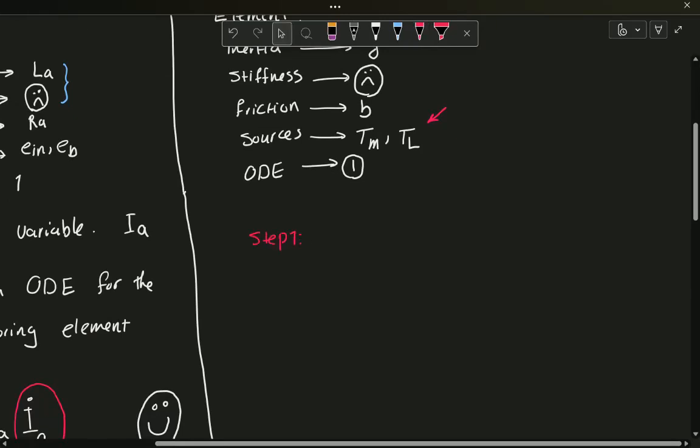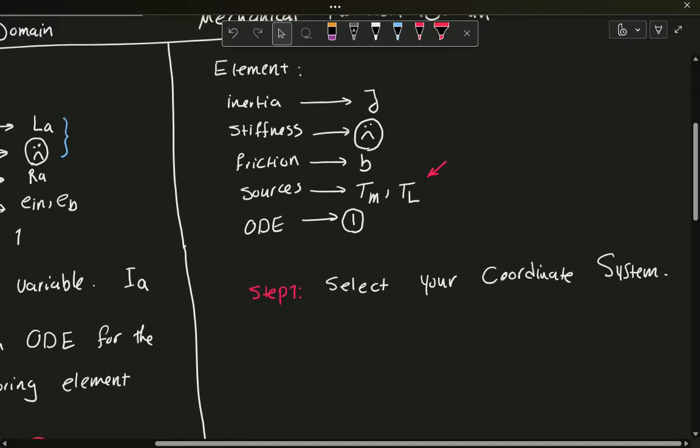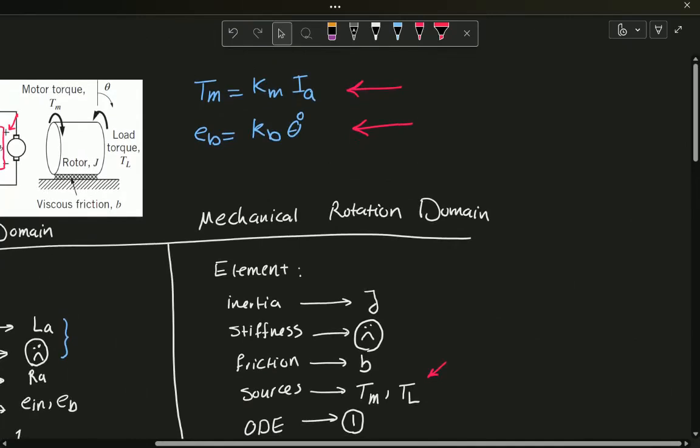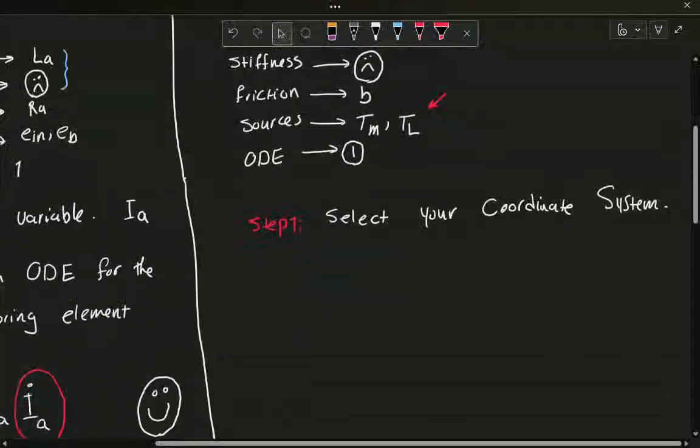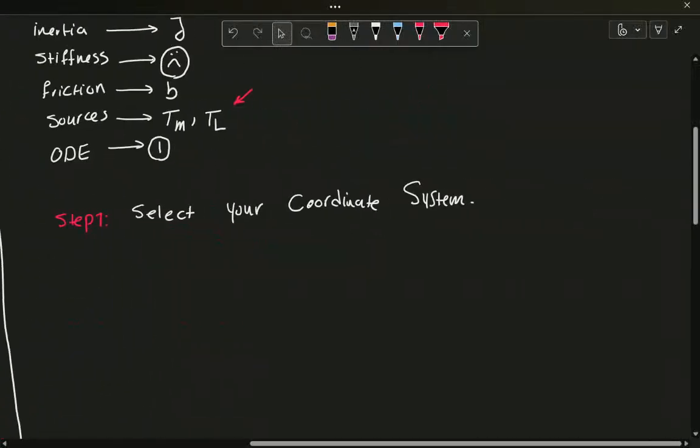Select your coordinate system. For this problem, if I step aside and look at the system, I assume that the coordinate system is going in the clockwise direction. So I'm going to consider theta going clockwise.